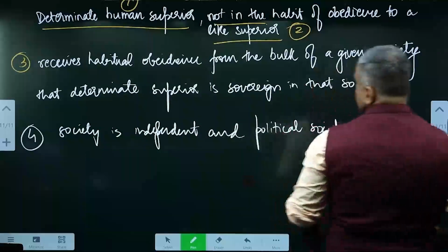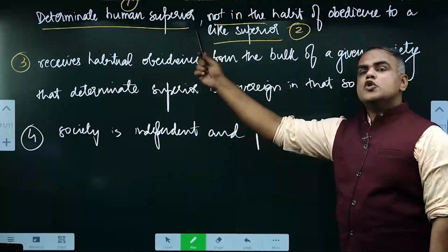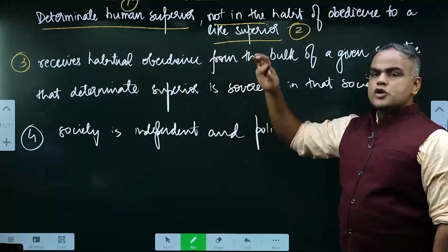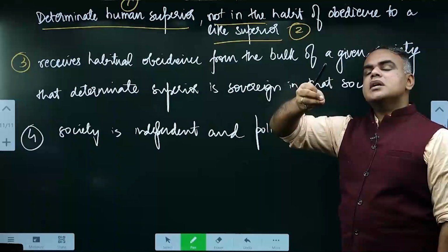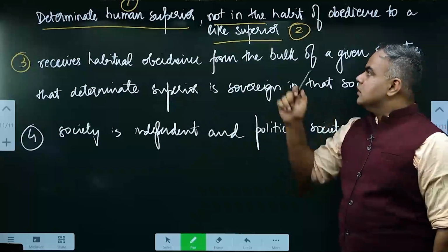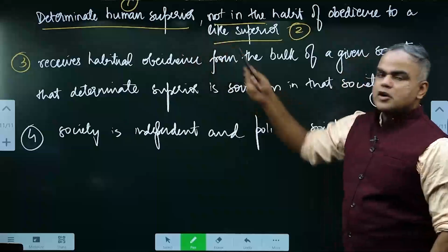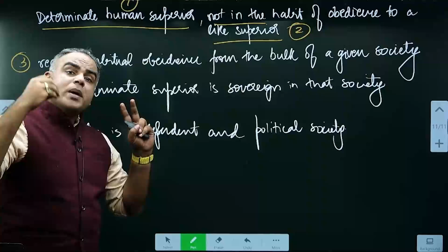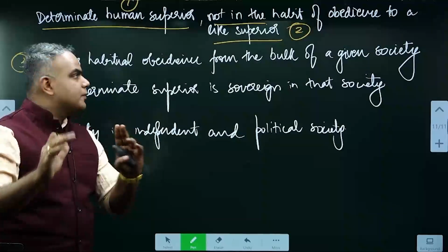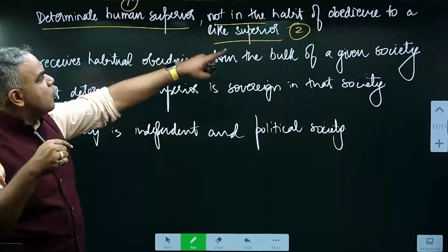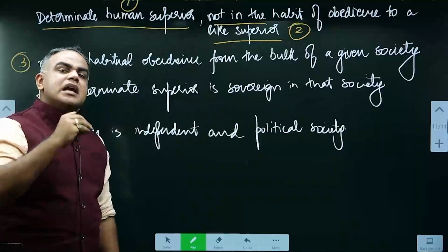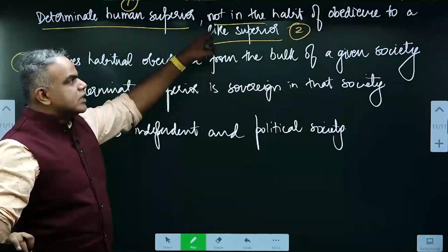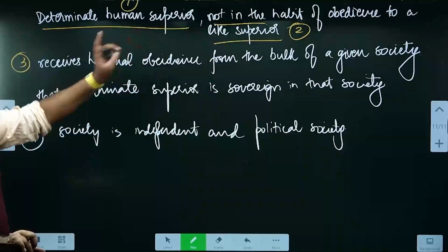When we talk about a determinate human superior, we are talking about the state. The determinate human superior is the state. What is the state? The state is supreme. And the state does not have to obey anybody. It is not in the habit of obedience to a like superior. That simply means the state does not obey anybody else. The state only obeys itself. As simple as that.